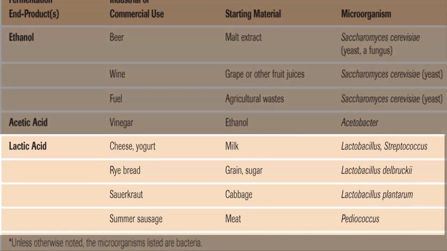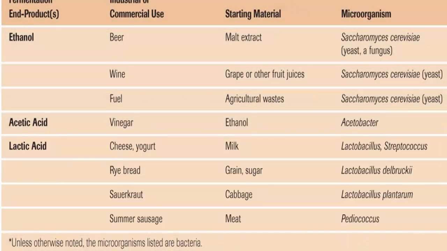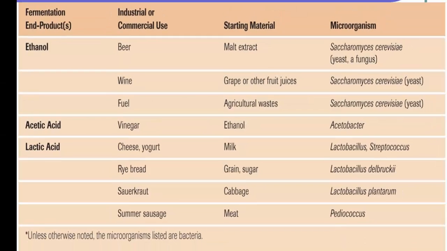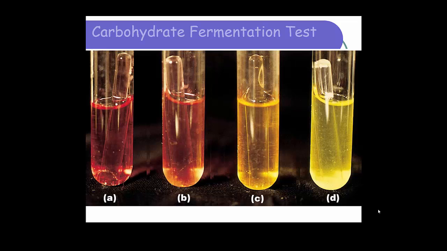Many of the lactic acid producers produce a number of our food products for us, such as cheese, yogurt, sour cream, rye bread, sauerkraut, and even summer sausage. If you really want to think about it, next time you eat some summer sausage, realize it's nothing more than fermented meat.